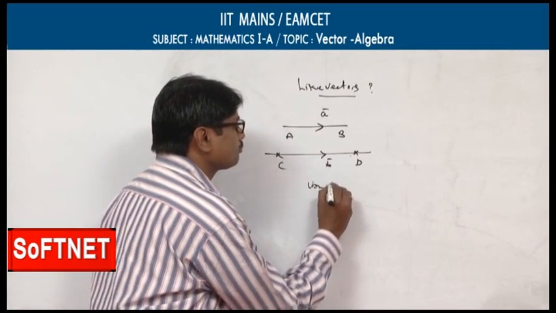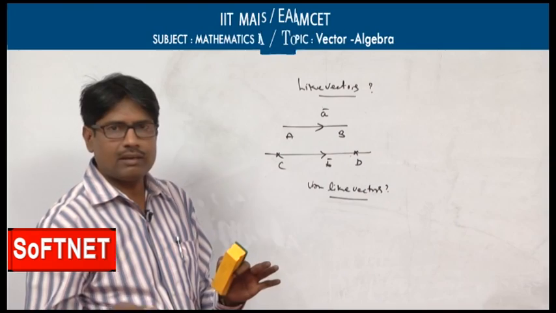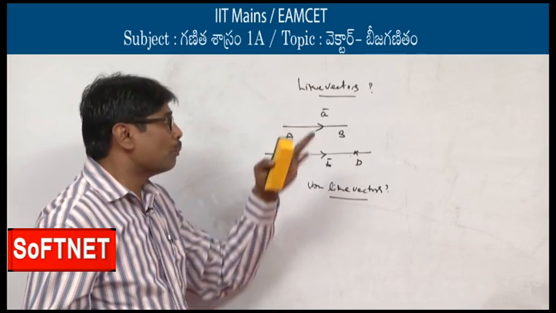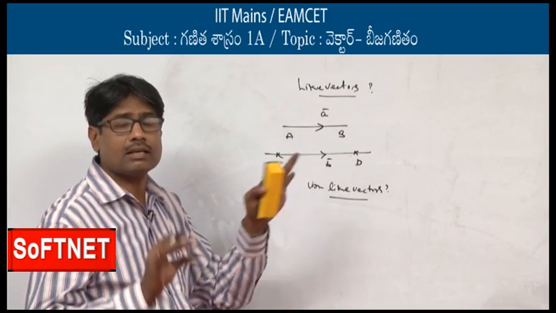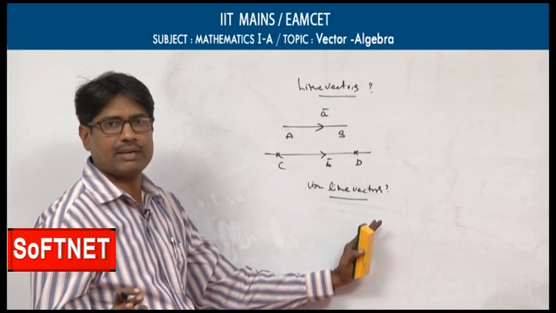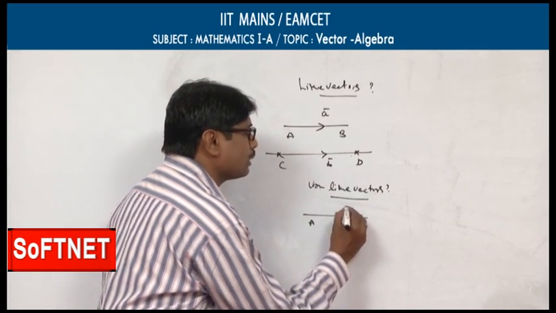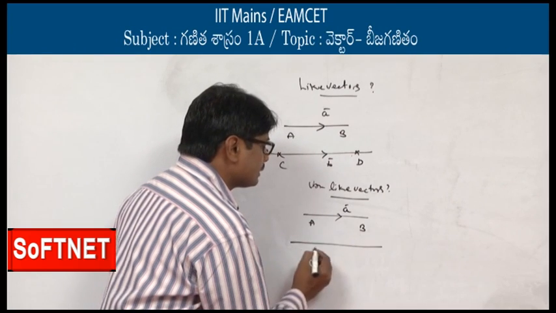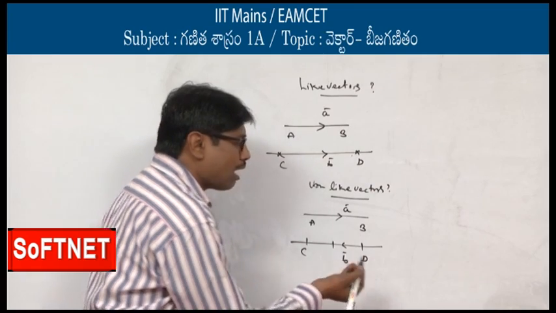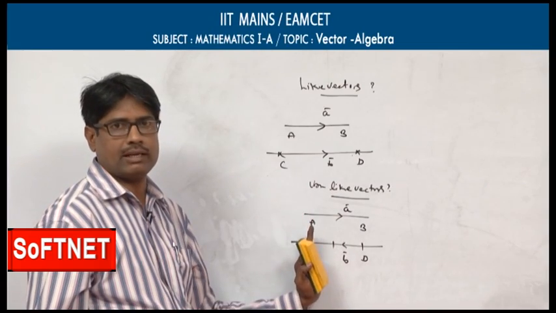Unlike vectors. What do you mean by unlike vectors? Vectors are said to be unlike vectors if they are in the opposite direction. Both like vectors and unlike vectors are concerned only with the direction, not with the magnitude. For example, AB bar is equal to A bar and CD bar is equal to B bar, DC bar is in the opposite direction. So vectors are said to be unlike vectors if they are in the opposite direction.